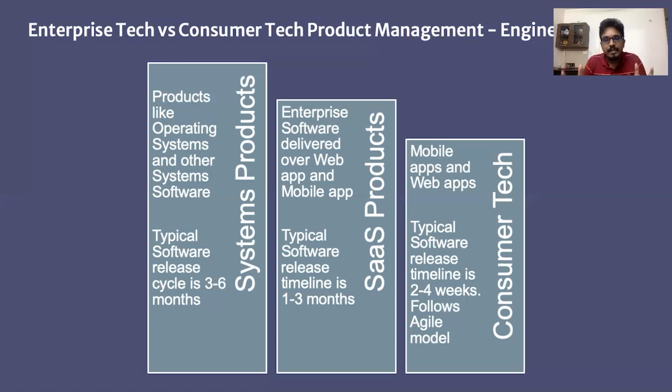So you will typically have probably 2 or 3 meetings in a week with your engineering team, where you talk to them and they tell you how the work is going, what the status is, and whether there are any roadblocks. Believe me, systems products are very complex to build, so there will always be roadblocks. You as a product manager need to work with engineering to remove those roadblocks.